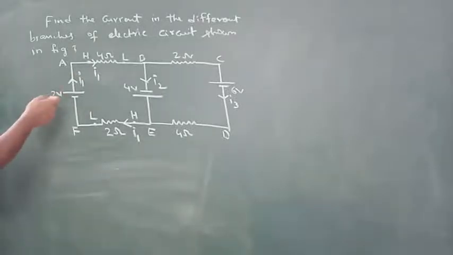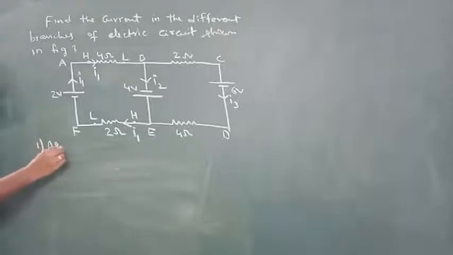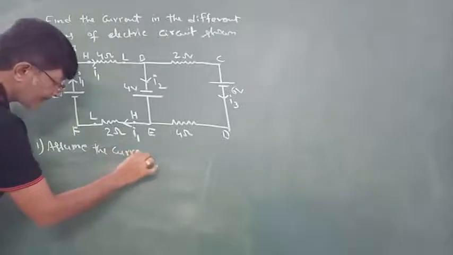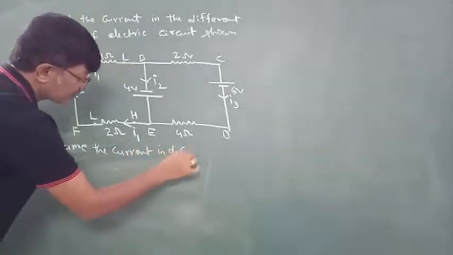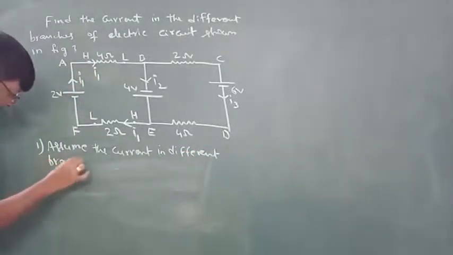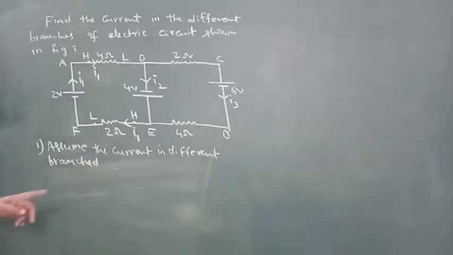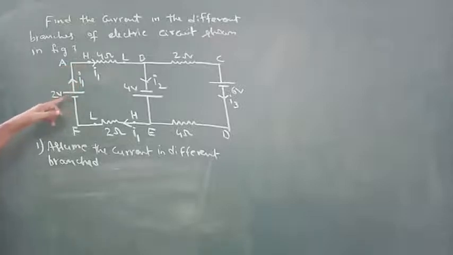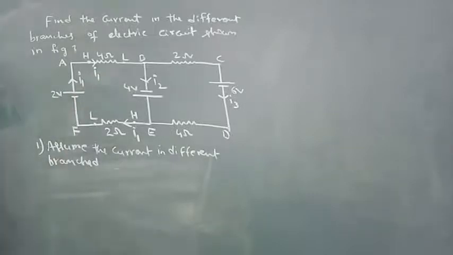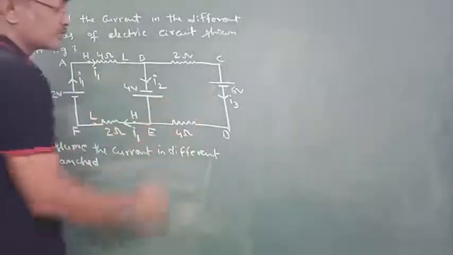And first step is assume current in different branches, both in magnitude and direction. I assumed I1 is flowing through 2 volt cell, I2 is flowing through 4 volt cell, and I3 is flowing through 6 volt cell.